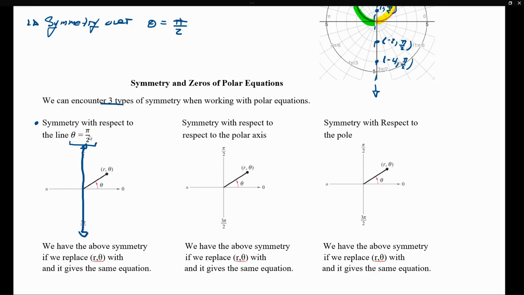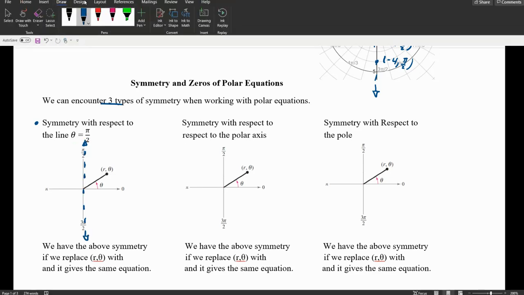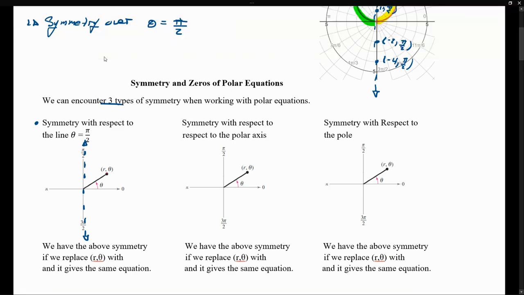Now, let's think about the results. Let's choose a point. Let's choose this point, and let's define this point as r comma theta. Now, if we were to reflect this point over the line theta equals pi over 2, then if I take this point and reflect it, it should land somewhere over here. So now the question is, what is the exact coordinate of my image in relation to the original point, r comma theta?